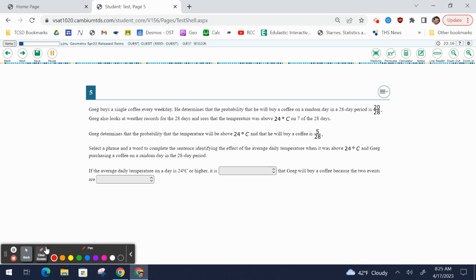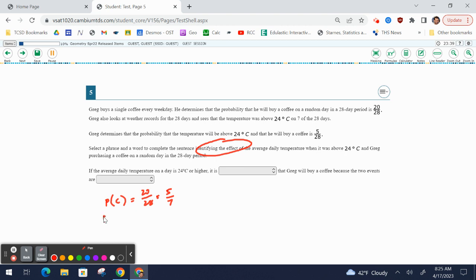So this is a question of independence or not, right? When it says identify the effect, we're going to test for independence. We're given the probability that he will buy coffee is 20 out of 28. That actually simplifies if we divide by 4: 5 out of 7, okay?